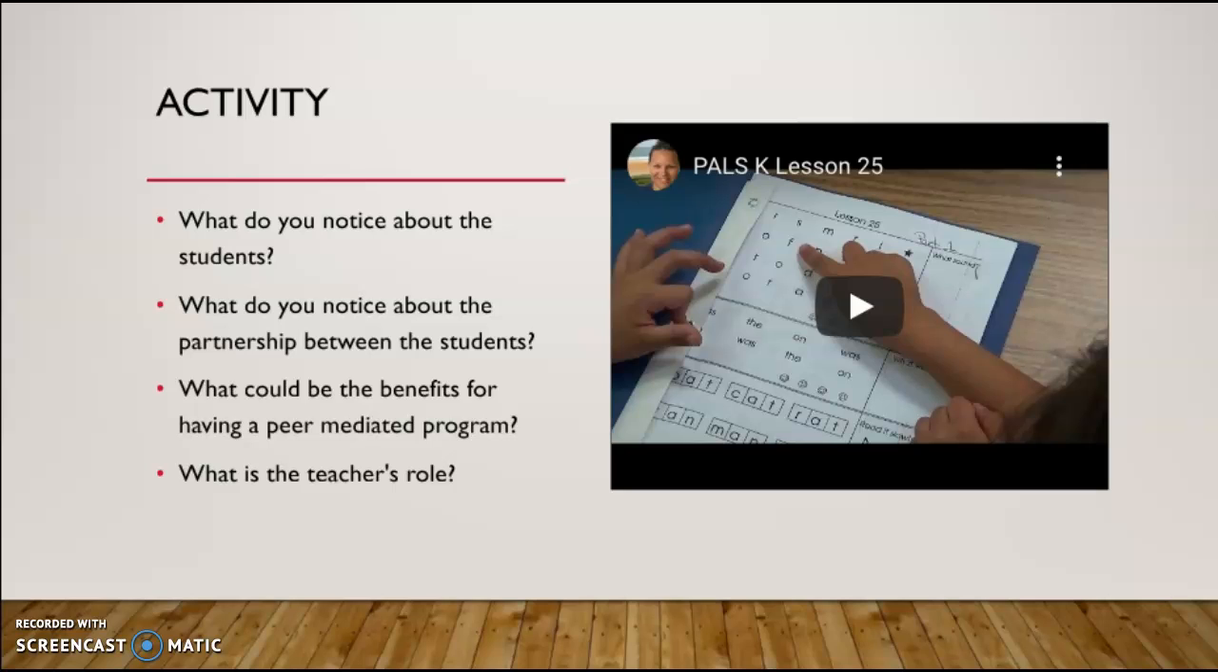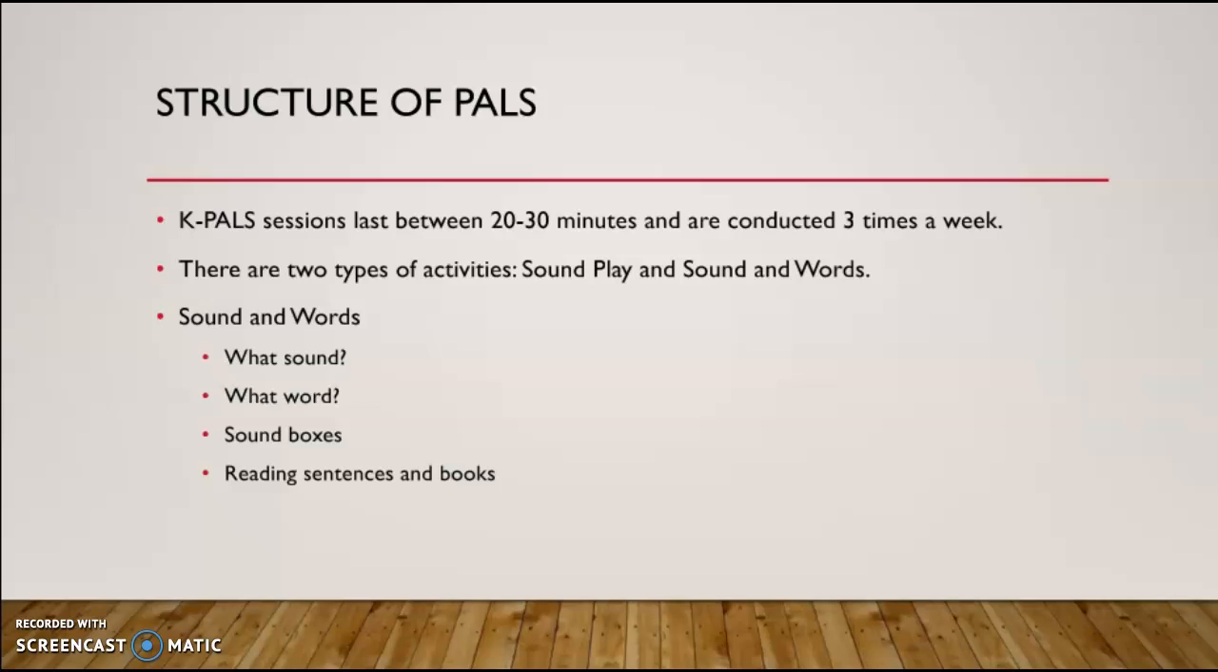Perfect. Now I want you to pause me for another 2 minutes and talk with the teachers around you and discuss these questions. Please pause me now. Perfect. Welcome back. So let's talk about the structure of PALS.